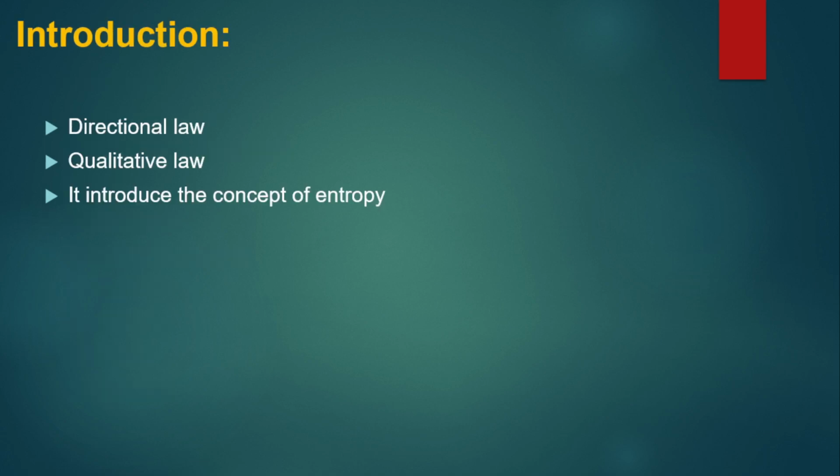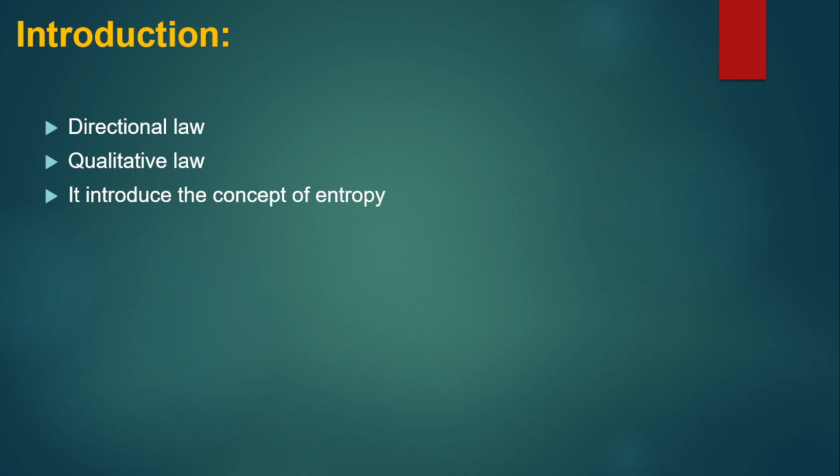Introduction. The second law of thermodynamics is the most important law of thermodynamics, because all real conditions depend upon the second law. The first law of thermodynamics alone is not sufficient in real physical conditions, but the second law is also called the physical law, because all heat engines, refrigerators and heat pumps work on the basis of the second law. On that basis, the second law is also called the directional law, qualitative law, and it introduces the concept of entropy.